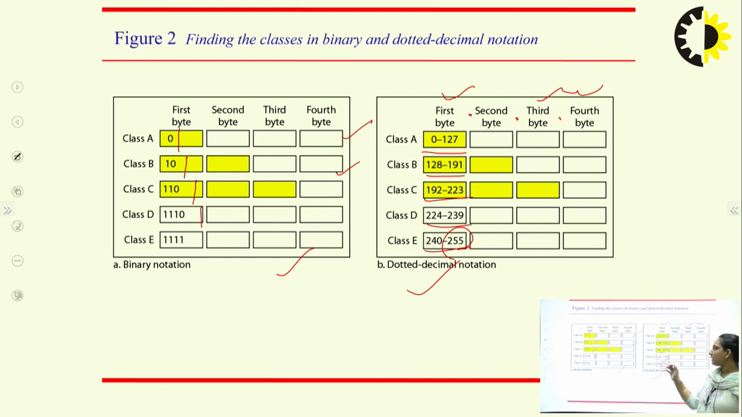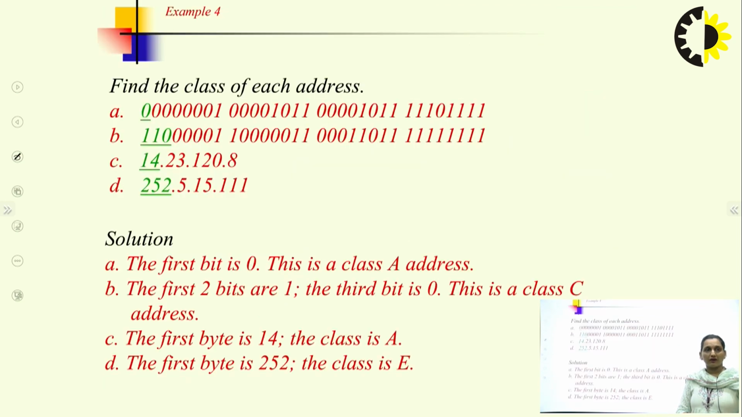This is a binary representation in which we have a combination of zeros and ones. Then we are able to identify which class the IP address belongs to. In decimal notation we also have dotted decimal notation, with ranges 0 to 127, 128 to 191, and so on. We are able to identify which class we have. So this is a quick example of it.